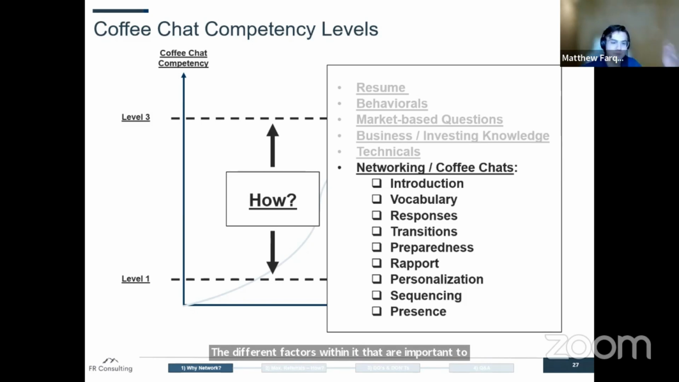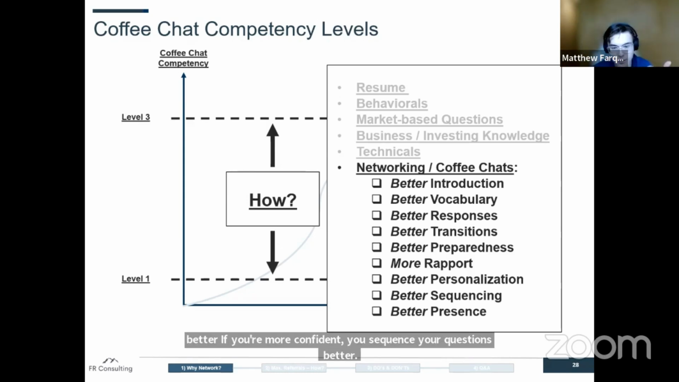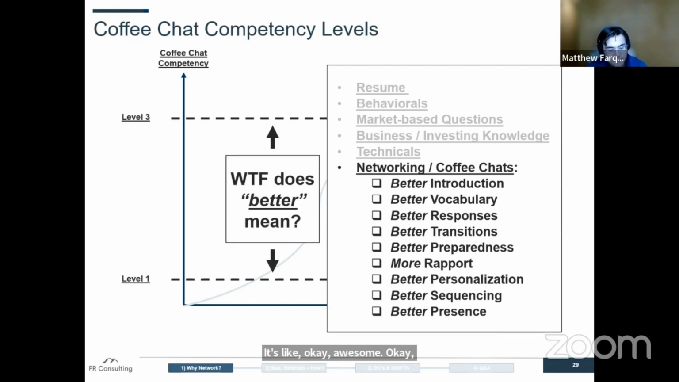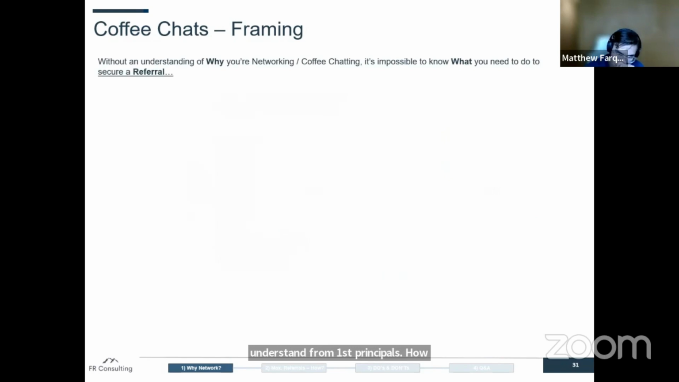And really all of these can be boiled down to being audibly better than other people. You introduce yourself better. You have better vocabulary that connotes a higher level of familiarity with the capital markets, finance, corporate finance. You transition better, you're smoother, you bring a better presence to the interview, you're more confident, you sequence your questions better. It's like, okay, awesome. Well, what does better actually mean? So let's go back to the colleague-student continuum, and understand from first principles how coffee chats came to be, the frames to use to look at your coffee chats through. This is helpful because this is the only way you're going to understand what different levers you need to pull to get to that referral threshold.